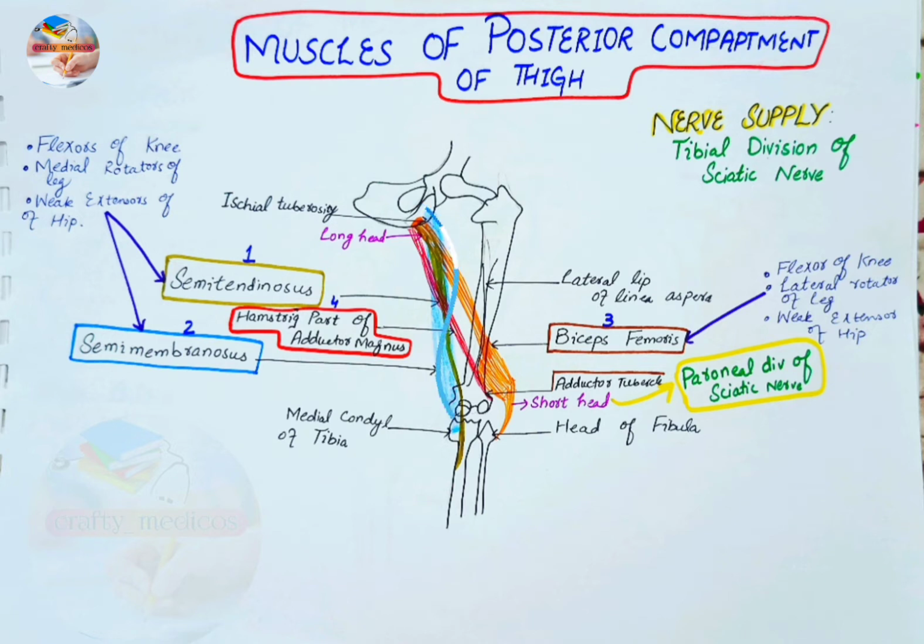It originates from the upper lateral part of the ischial tuberosity. It has a flat tendon of origin and is inserted on the posterior part of the medial condyle of the tibia.